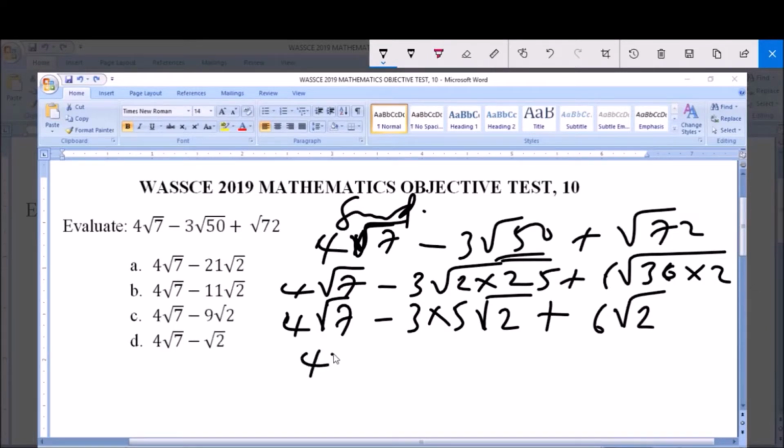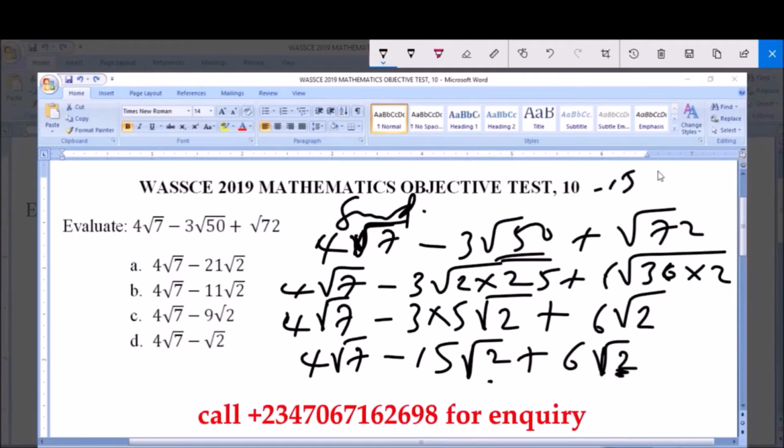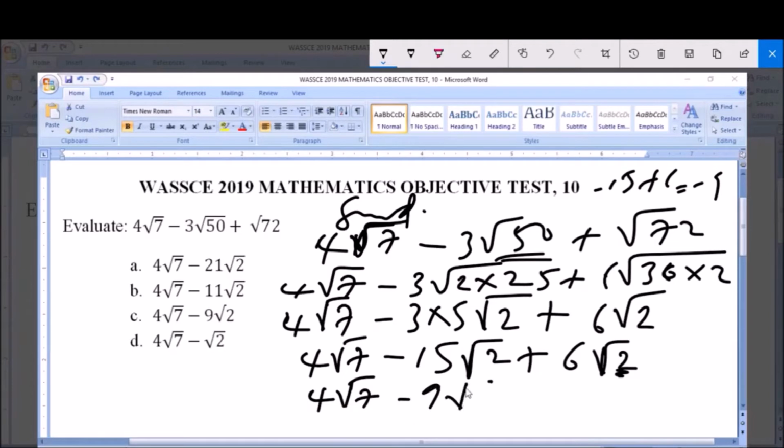So we have 4 root 7 minus 3 times 5, which gives you 15 root 2, plus 6 root 2. Because their roots are the same, we can actually simplify them. Minus 15 root 2 plus 6 root 2 will give you minus 15 plus 6, that's minus 9. So we have 4 root 7 minus 9 root 2.